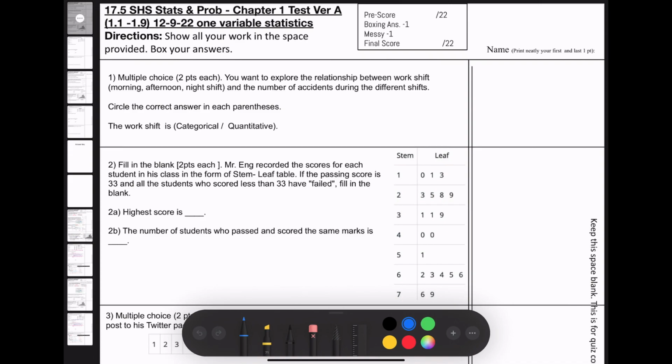Hey guys, let's go over the Stats and Probability Chapter 1 test. This is version A, December 9th, 2022.